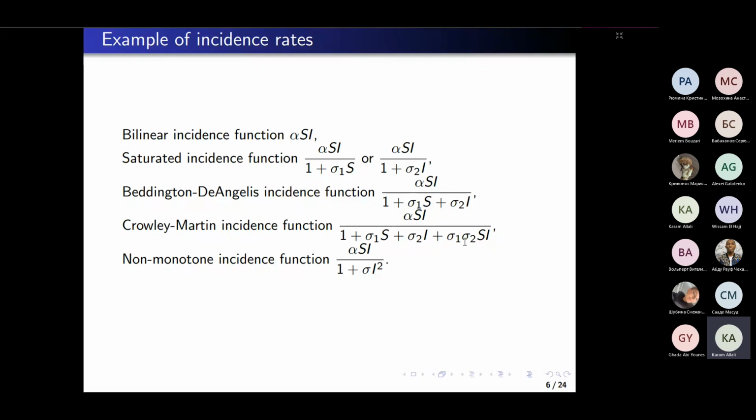So here we have 1 plus sigma 1 S and 1 plus sigma 2 I, both multiplied with SI. There are some works that take sigma 1 and sigma 2 equal to sigma 3, and there is some name for this saturated incidence function. The last one is the non-monotonic incidence function. We divide by the square of I instead of dividing by I.